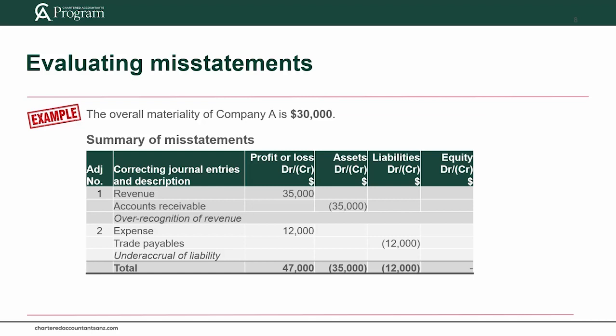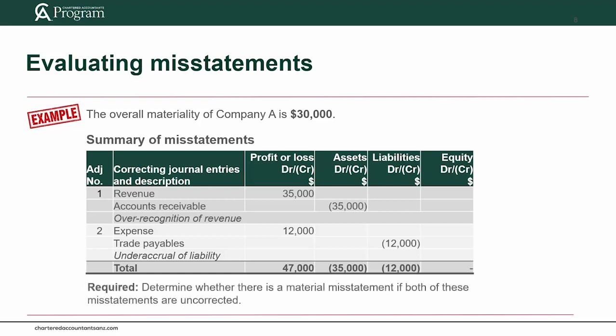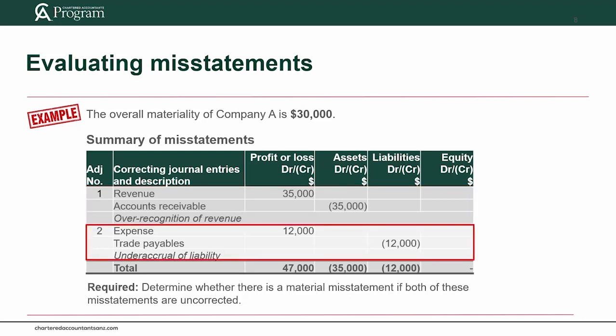of a liability. Let's apply what we've learnt. So if we are told that both of these are unadjusted by management, is there a material misstatement? For adjustment 1, this one is material even just by itself, as it exceeds overall materiality. For adjustment 2, this one is not material by itself.